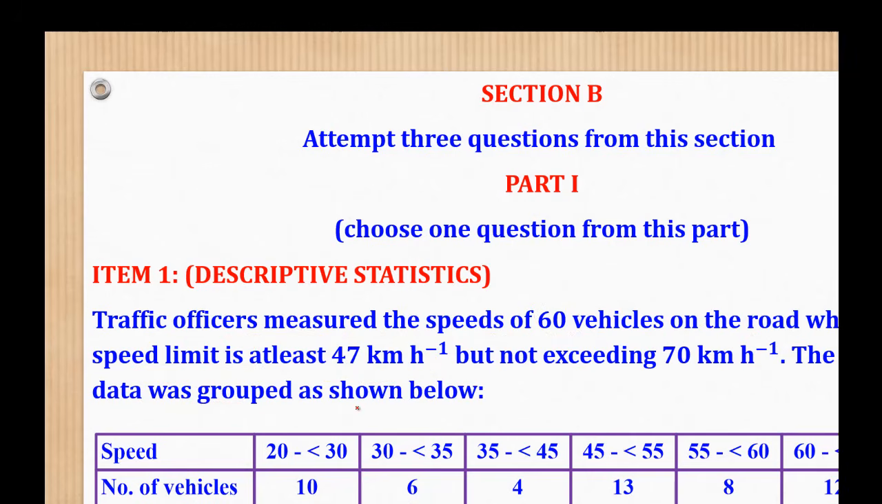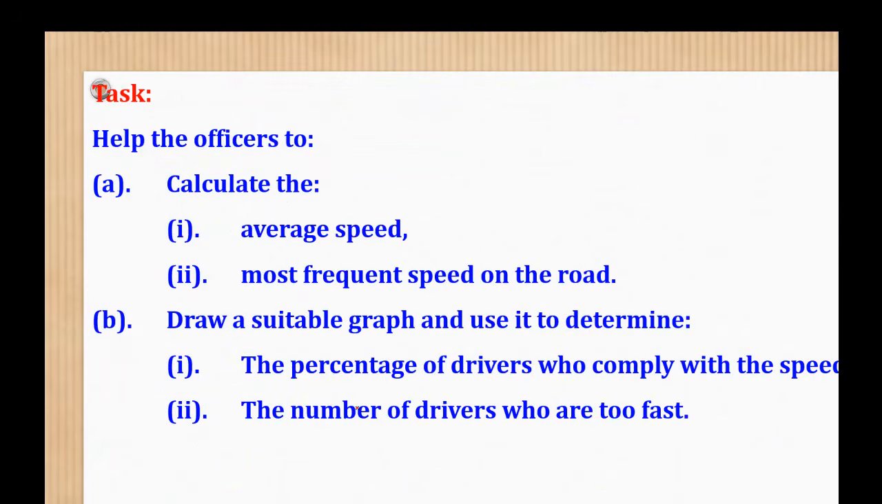Okay. Then here they said, help the officers to, part A, calculate the average speed and also the most frequent speed on the road. Then part B, draw a suitable graph and use it to determine the percentage of drivers who comply with the speed limit. And also find the number of drivers who are too fast, that is, those beyond the speed limit.